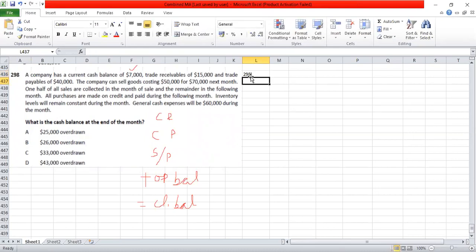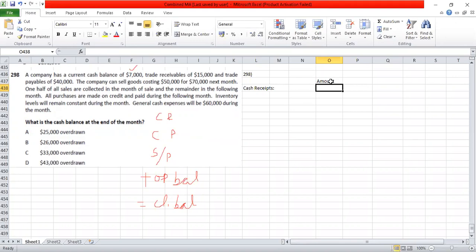298. Sale worth is 70,000. How much of it is received is what we are focusing on. We are not talking about when did the sale happen. We are talking about when is the amount collected or when is the amount paid. That is all what we are only focusing on.